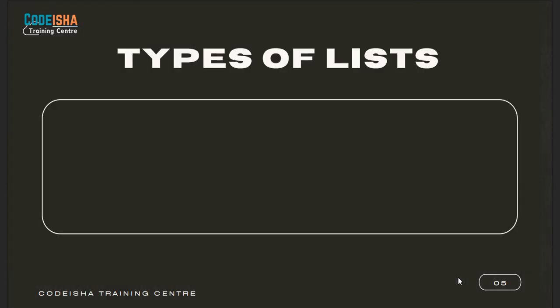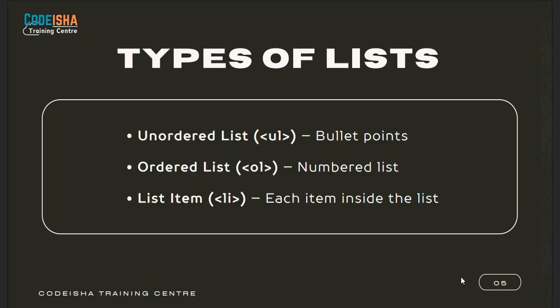Okay, and let's see the types of lists inside HTML. So we have three types of lists: the unordered list, the ordered list, and the list item. Okay, so the unordered list is the bullet points. Okay, and the ordered list is the numbered list, whether it is numbers, alphabets, or Roman numerals; we can use those in the ordered list.